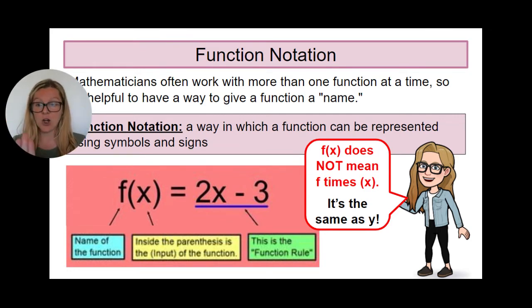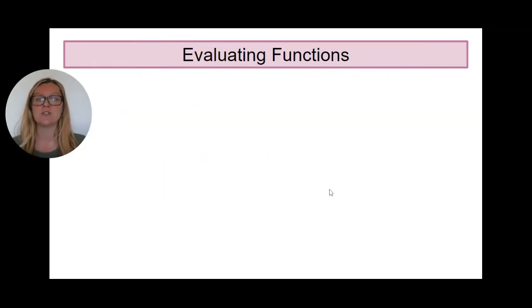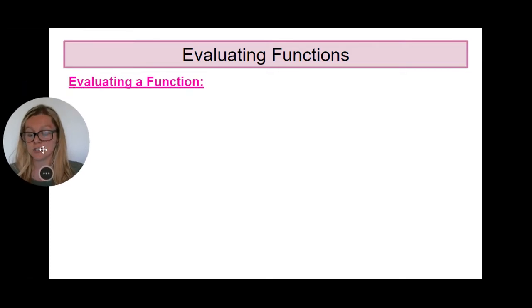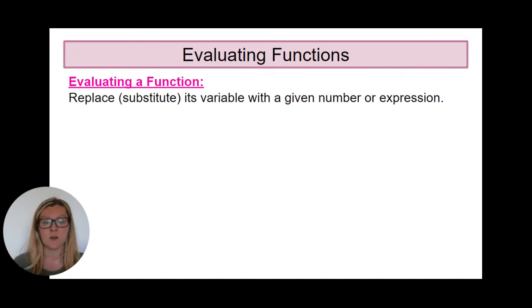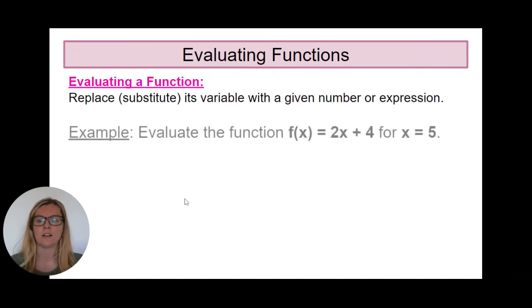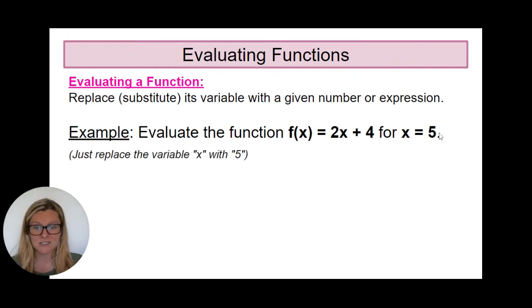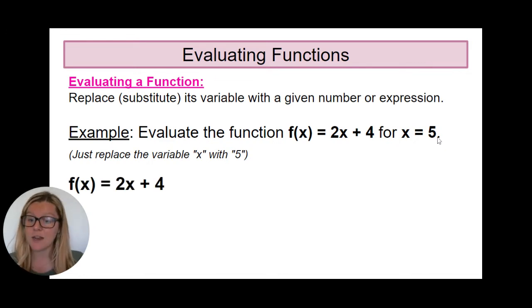Okay, so now that we know how to name them, let's talk about how to actually evaluate these functions. So when you are asked to evaluate a function, you are going to replace or substitute its variable with a given number or expression. So if we have the function f of x is equal to 2x plus 4, x is equal to 5, all it's saying is, hey, anywhere you see x in this function, let's replace it with 5 and see what we get as an output.